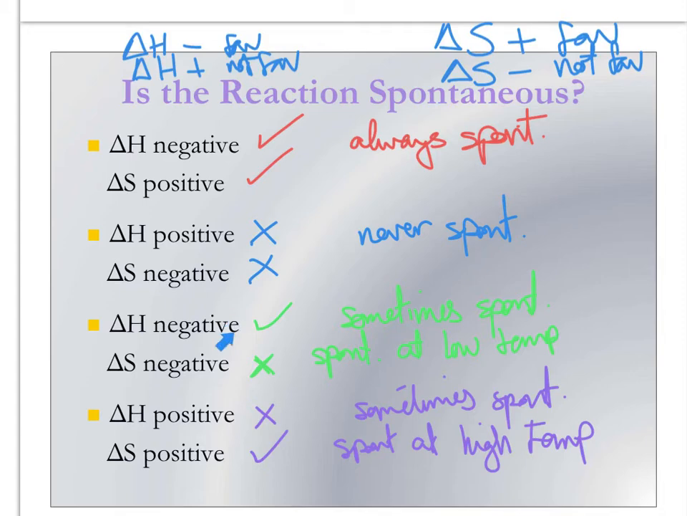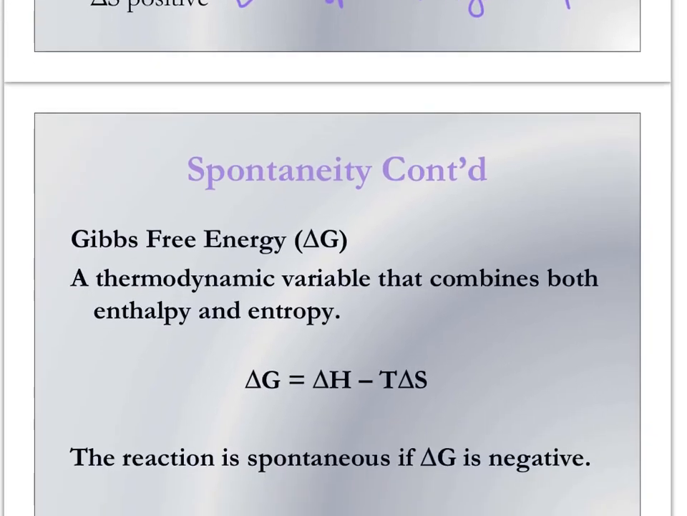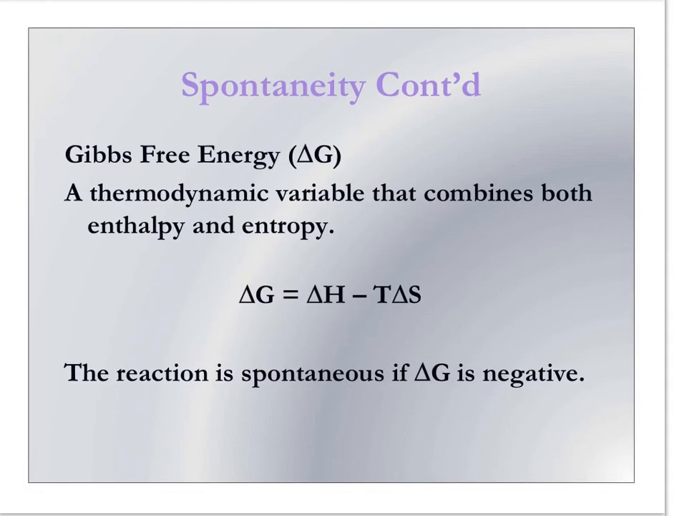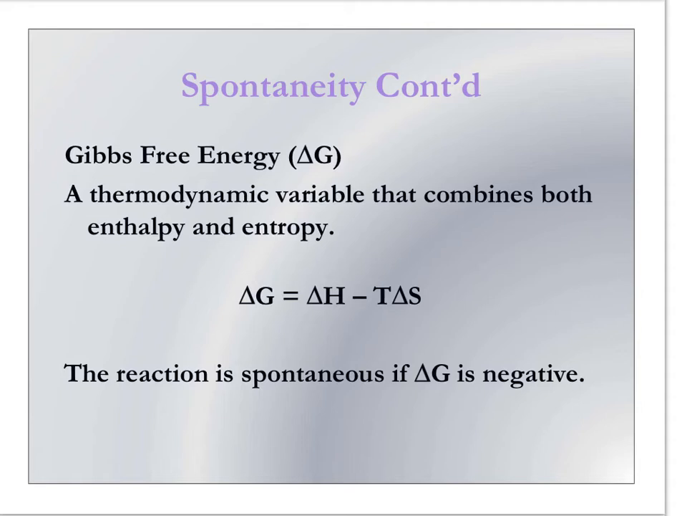So because one driving force agrees and one driving force does not agree that the reaction should go, they had to come up with a different thermodynamic variable that could tie the two together to see which one wins. And so they did that, and they called that variable Gibbs free energy. The symbol for Gibbs free energy is delta G, and it's a made-up thermodynamic variable, so you can't go back in the lab and measure it. It's just made up, and it combines both enthalpy and entropy, and it's used to determine spontaneity.